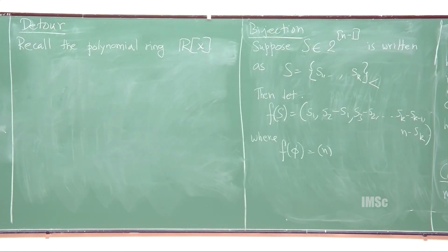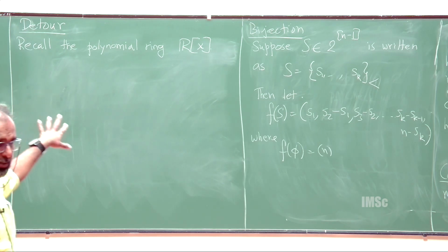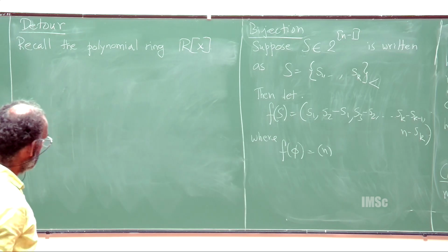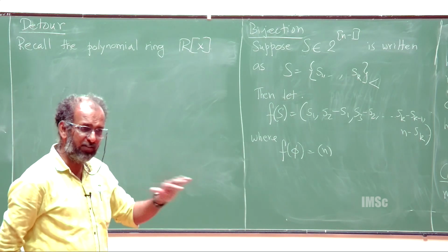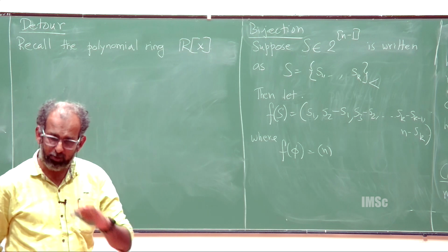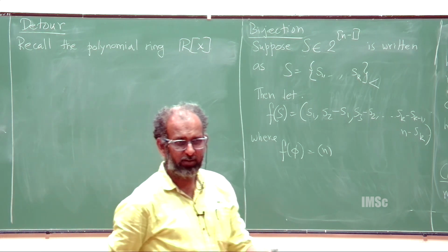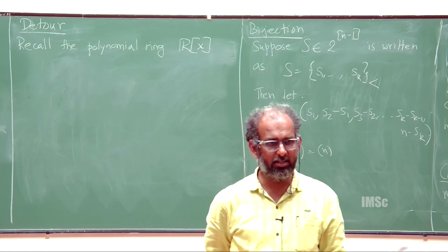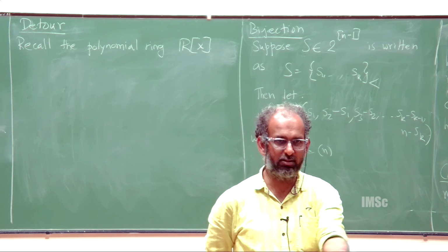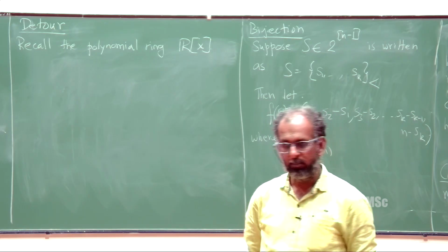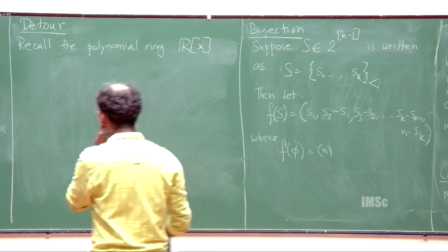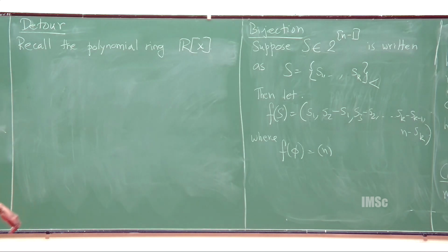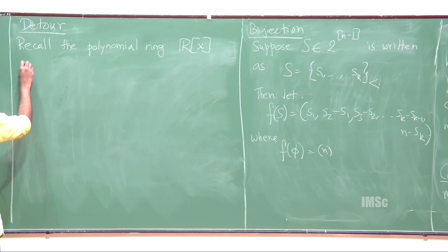X is some formal variable. One thing that will be important for us from now on is that we don't think of x as a real number. For a polynomial f of x, like 1 plus x squared, I can take x to be any real number, no problem, and it will give me some other real number. But what we are going to work with is something called formal power series. Let me informally define it.